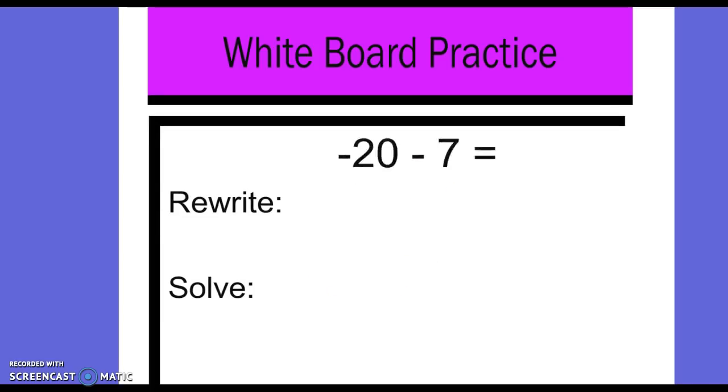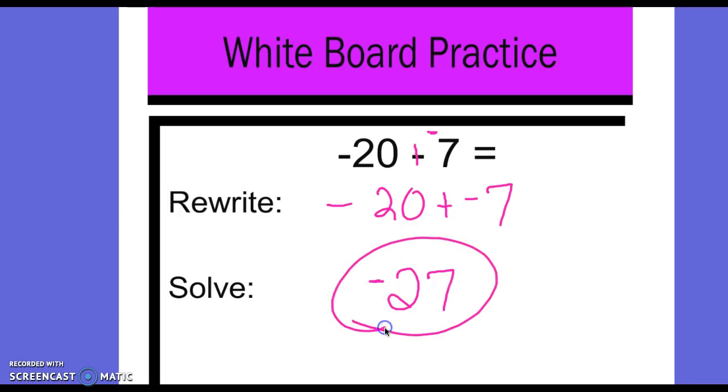And we have this problem, negative 20 minus 7. Please hit pause and do the problem. All right, so this problem becomes negative 20 plus a negative 7. We have 2 negatives we're adding, so we add them. 20 and 7 is 27, and we keep the sign.